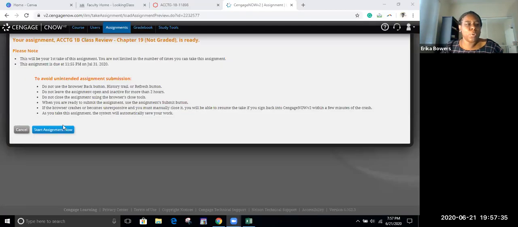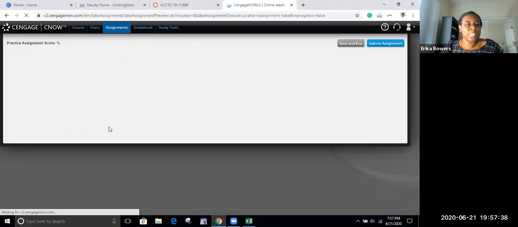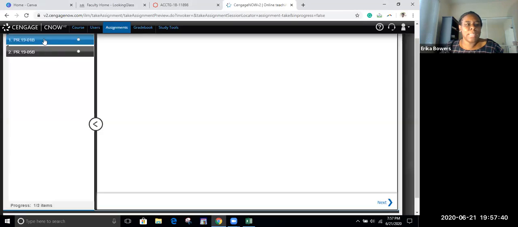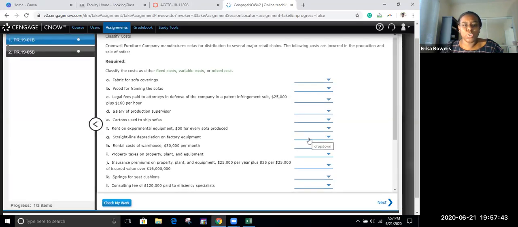All righty, so the first example that we're going to look at is bucketing our costs into fixed, variable, or mixed. So we'll move through this one pretty quickly. I just want you guys to get acclimated to being able to bucket costs. The first one, fabric for sofa covering. We're a furniture manufacturer who manufactures sofas for several major retail chains. I would imagine that the more sofas that we cover, the more material we need. So that's a variable. Wood for framing the sofas.